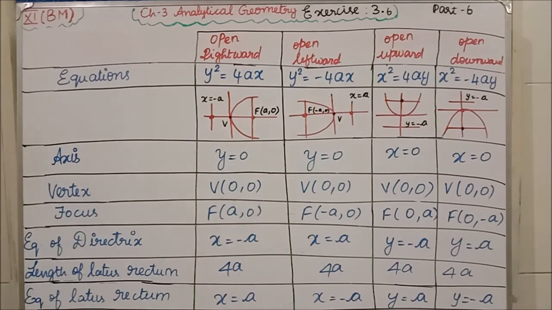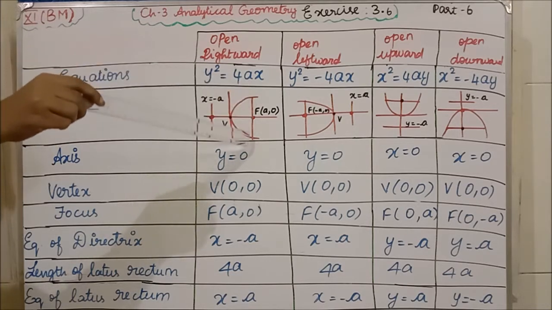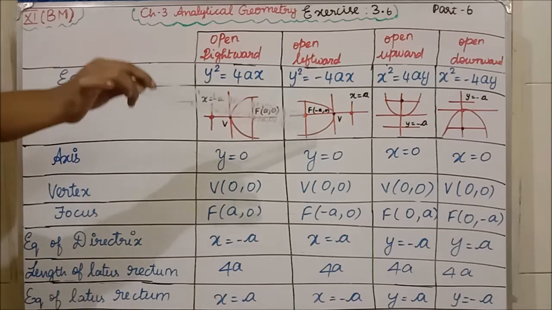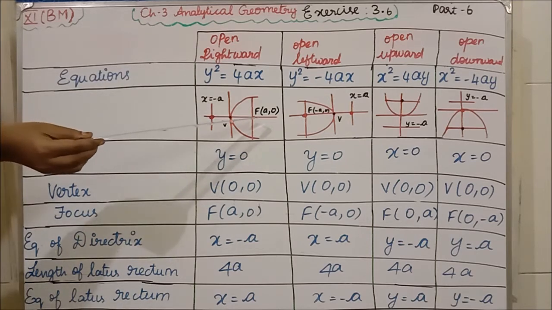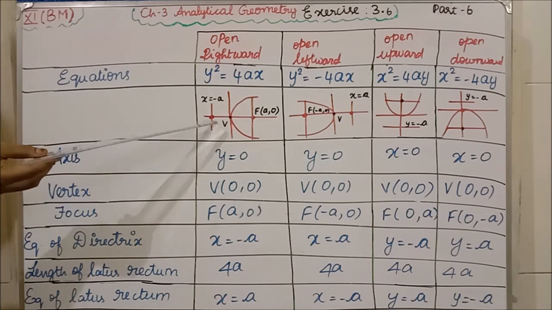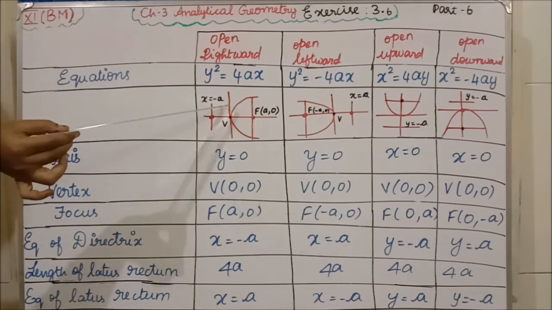Students, first this is the open rightward parabola. The parabola is facing rightward. This line I have drawn is the length of the latus rectum. I have drawn it for all the diagrams. Now this is the fixed line. Fixed line means directrix. This is the focus. So this distance will be a. Similarly on this side the distance will be minus a.